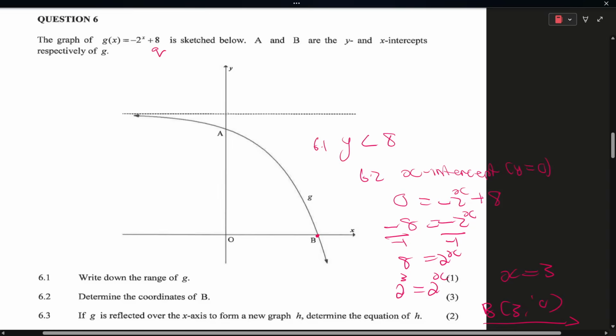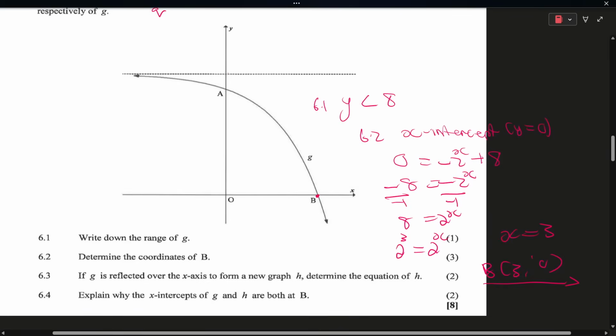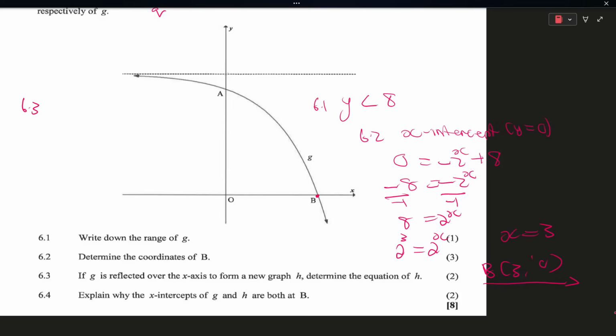So now I have 6.3. It says if G is reflected over the x-axis to form a new graph H, determine the equation of H.